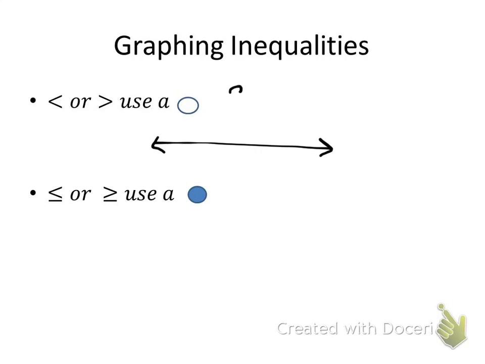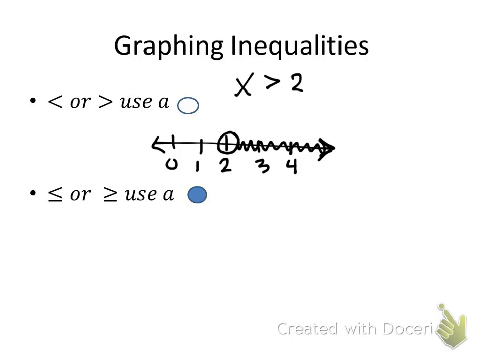So let's say if I had x is greater than 2, what I'd have is, let's say 2, 1, 0, 3, and 4. I would have an open circle over the 2, and since x is greater than 2, meaning x is every number larger than 2, I would just shade to the right, okay? And you can shade like this if you want. You can color in and make it really dark if you want. As long as I know they are shading towards the right direction.